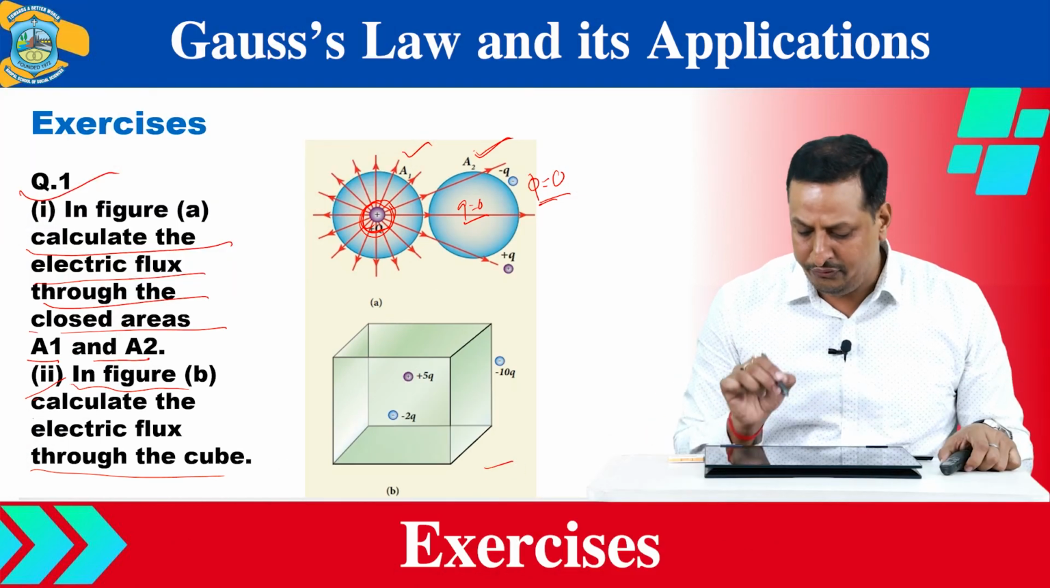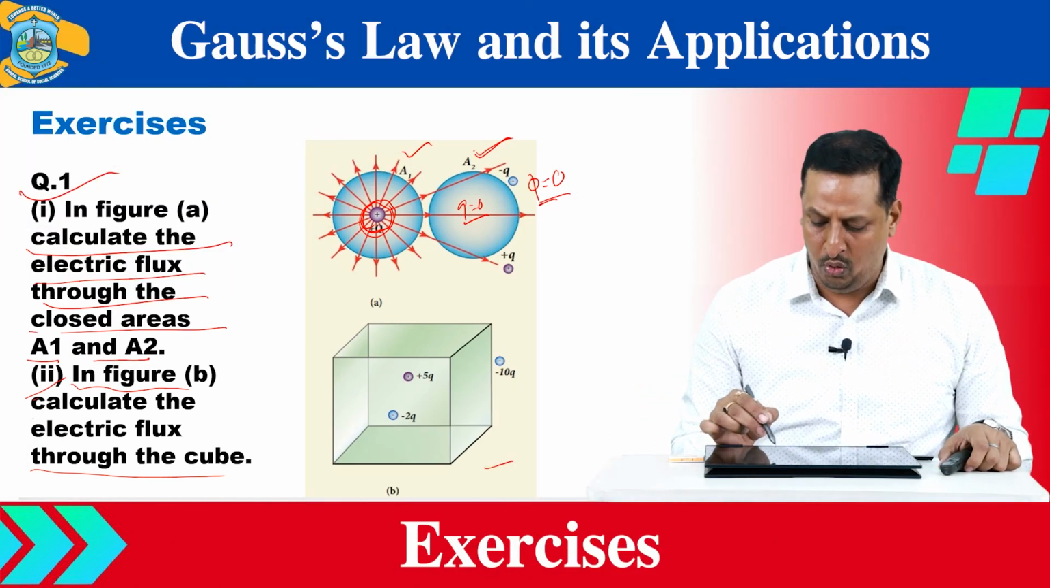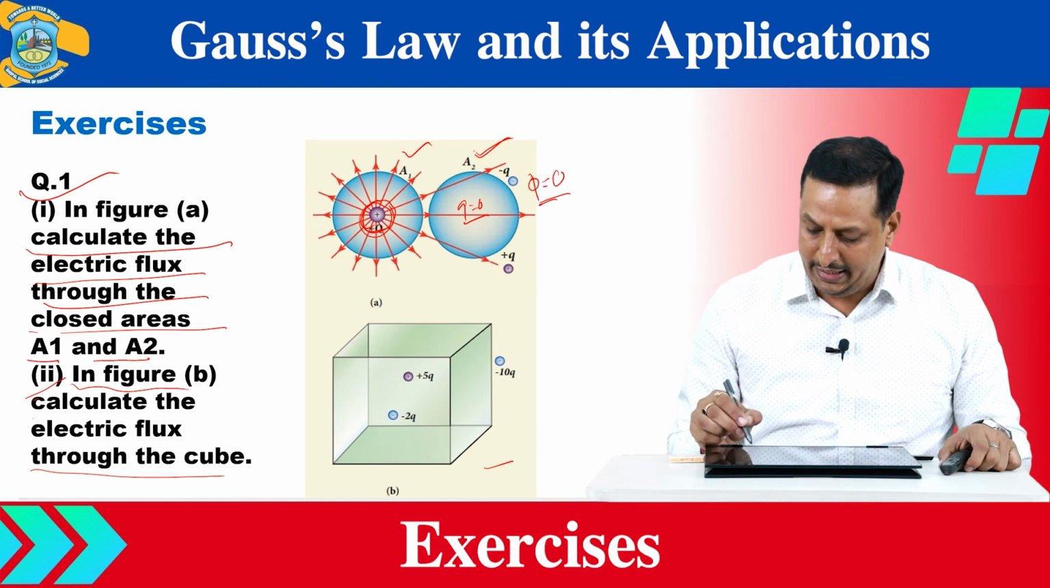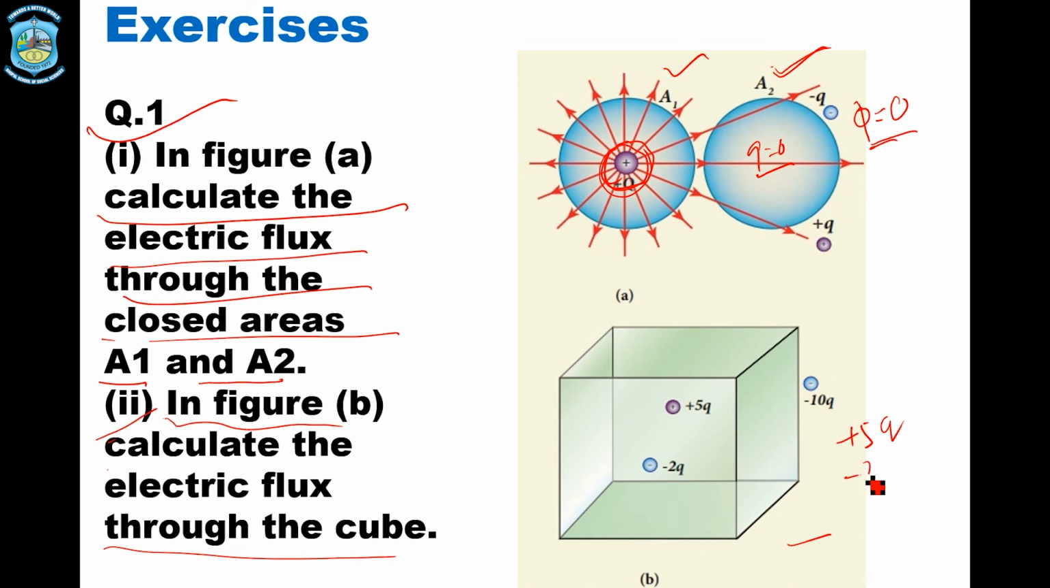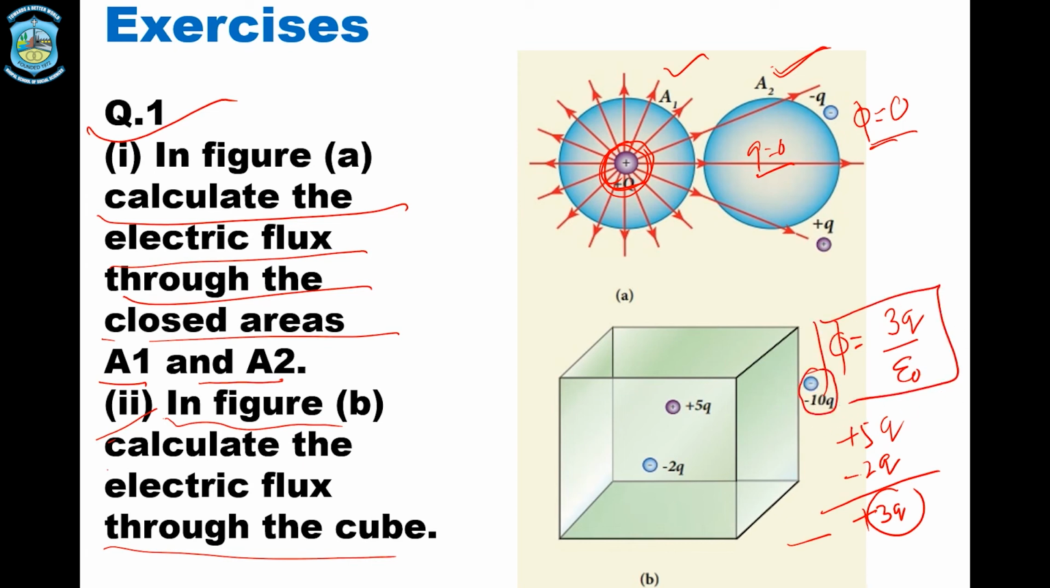And in the second figure, the total charge enclosed by this cube is plus 5Q minus 2Q, that is a net plus 3Q charge enclosed, and therefore the flux will be equal to 3Q upon epsilon naught. Since the charge minus 10Q is not enclosed by this cube, it is outside this cube, therefore it will not contribute to the electric flux through this cube.